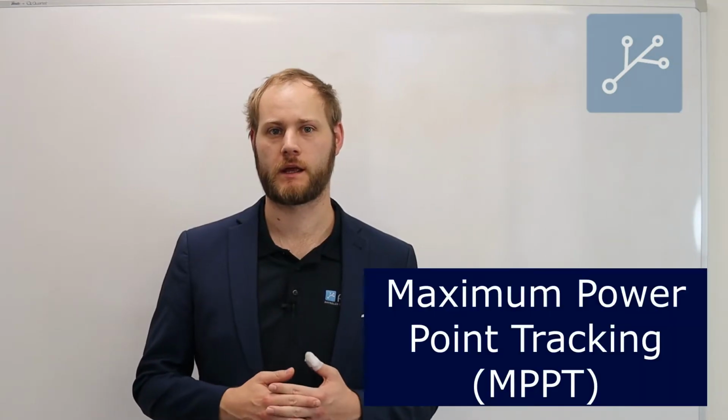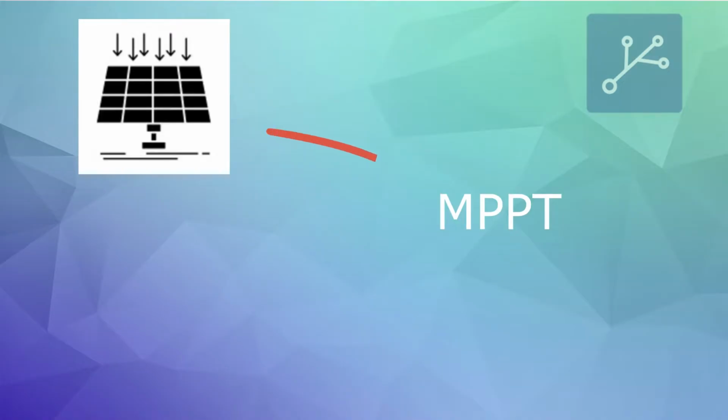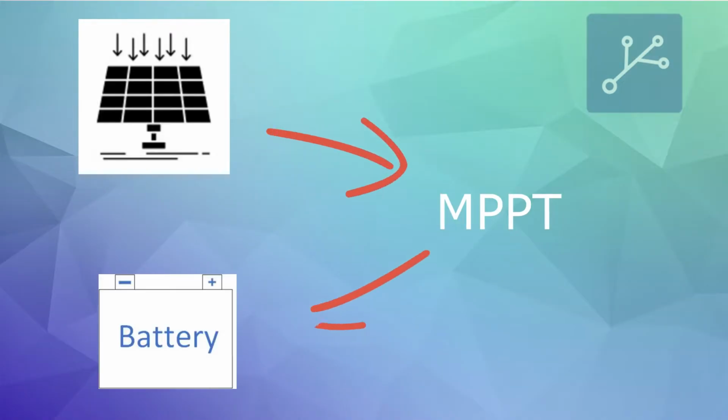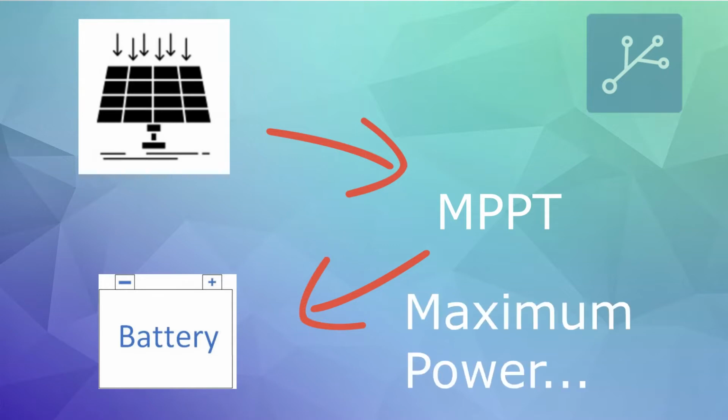Solar MPPT regulators track the voltage from the solar power all the way through to the battery itself. This allows it to deliver maximum power at whatever voltage the battery is at. Let's put that into an example to make it a bit clearer.